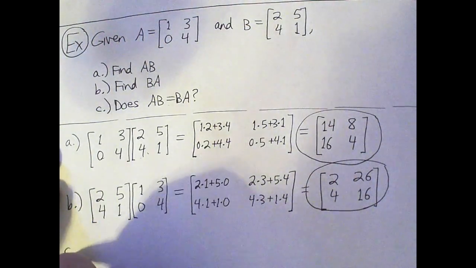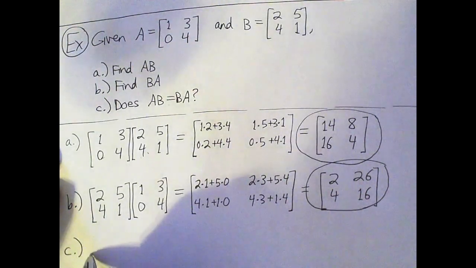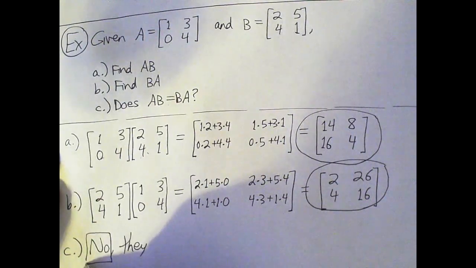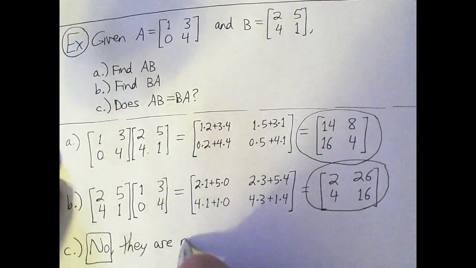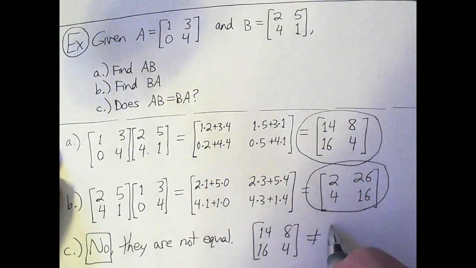So, part C, are they equal? No, not even close. They're not even close, right? No. They are not equal because 14, 8, 16, 4 is not equal to 2, 26, 4, 16.